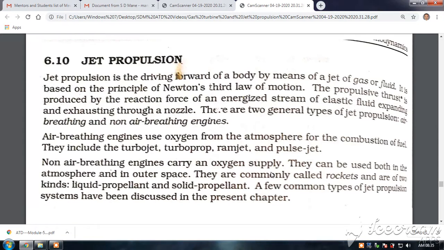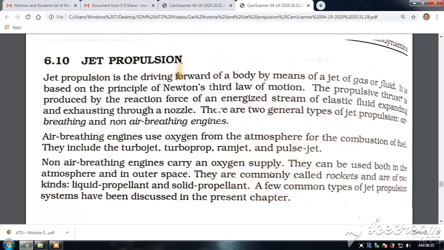So this way, the jet propulsion works on the principle of Newton's third law of motion, and we use the reaction force of a burnt fuel, okay, which is exhausted through a nozzle. So this produces the propulsive thrust.